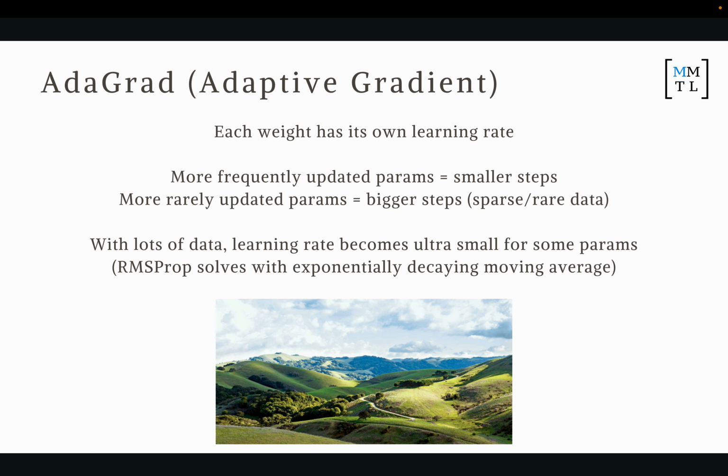Now what people actually use is not AdaGrad anymore, but this thing called RMSprop, right? And part of the reason is that with lots of data, the learning rate for AdaGrad becomes ultra small for some parameters, right? Because you hit a flat area, and sometimes the landscape just looks flat for quite some time before there's a valley in the distance there, right? And so RMSprop basically solves that with some mathematical tricks so that you don't get stuck on a flat plane on some of the axes.